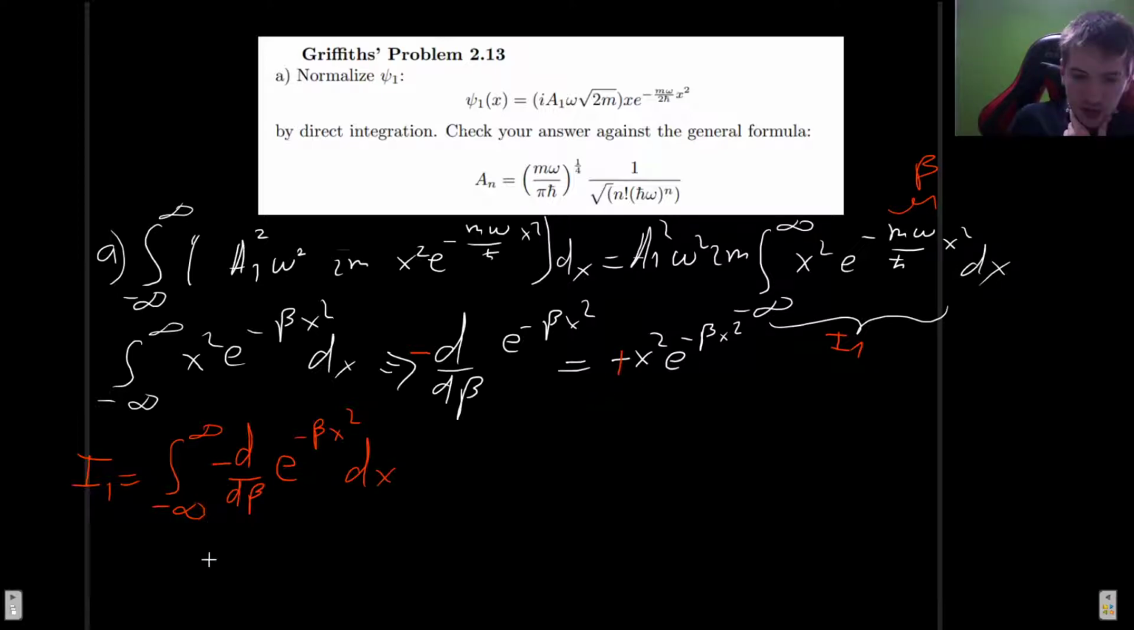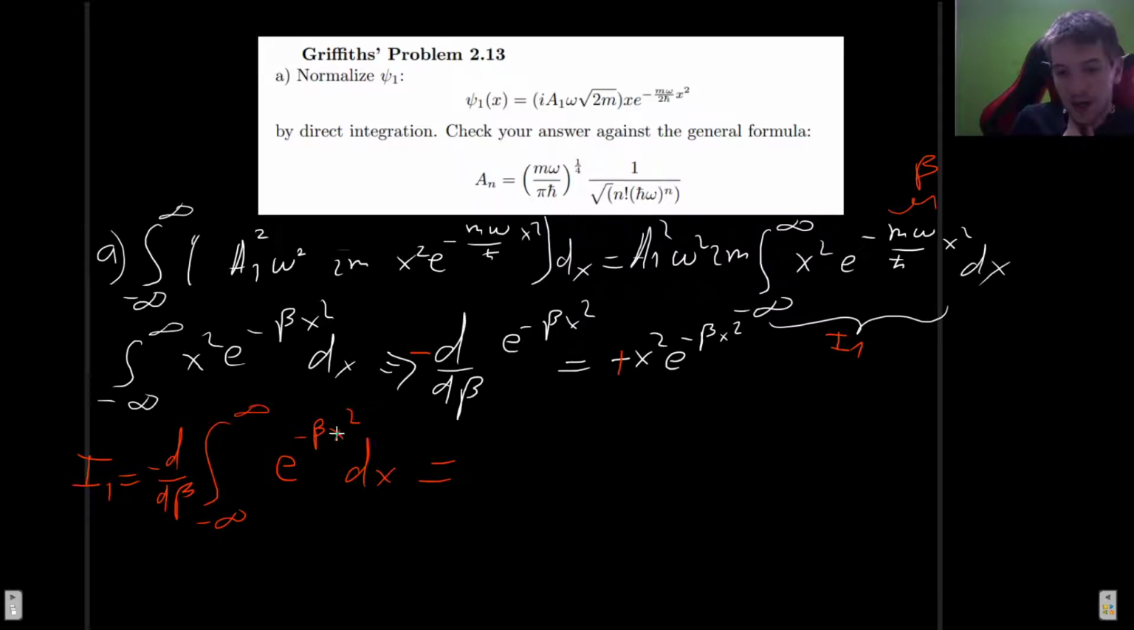So now we can just change the order of the integral and the derivative, because they are with respect to different variables. The minus is outside as well, and the integral from minus infinity to infinity, we know, is just the square root of pi divided by beta. We saw that in the previous video. So this is minus d by d beta of the square root of pi divided by beta.